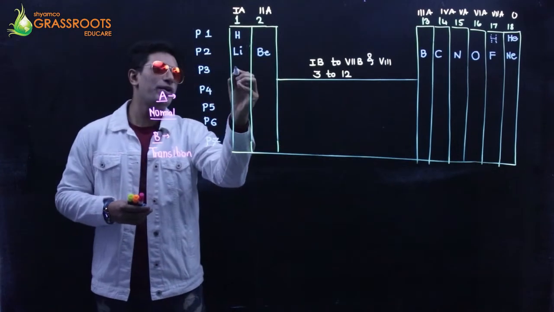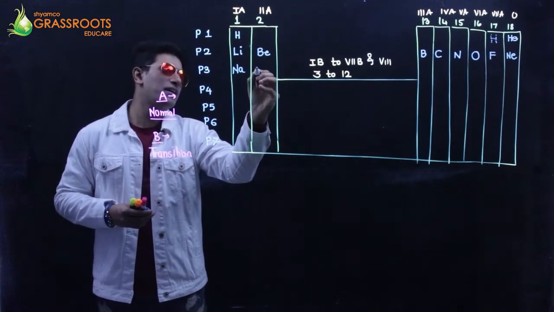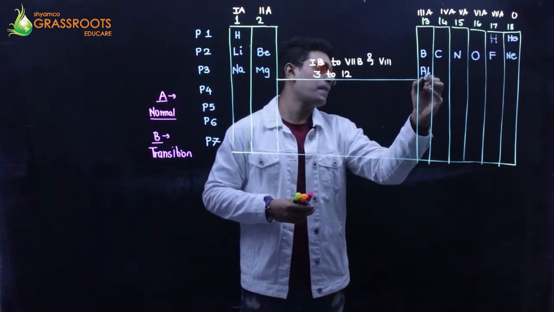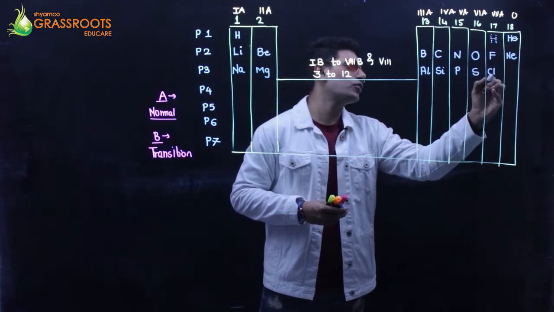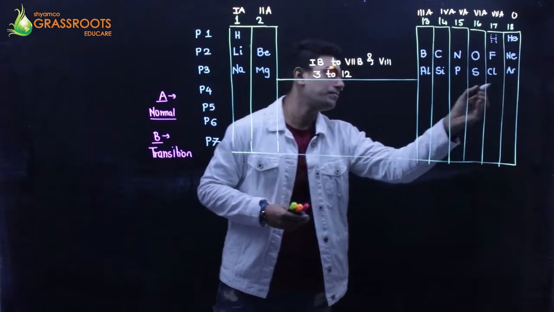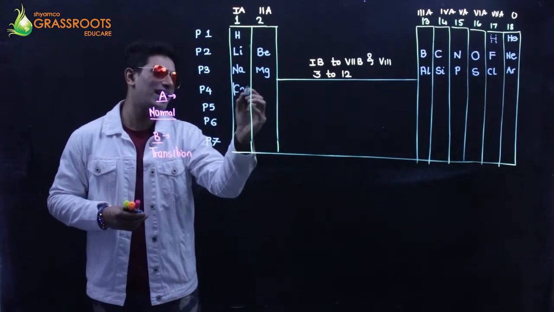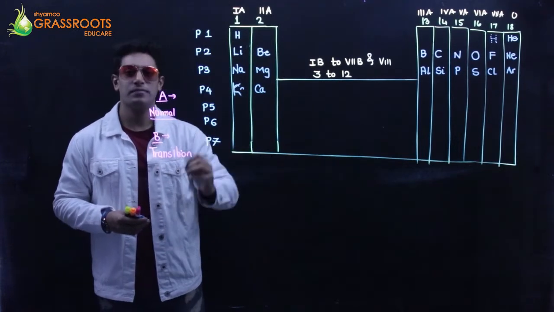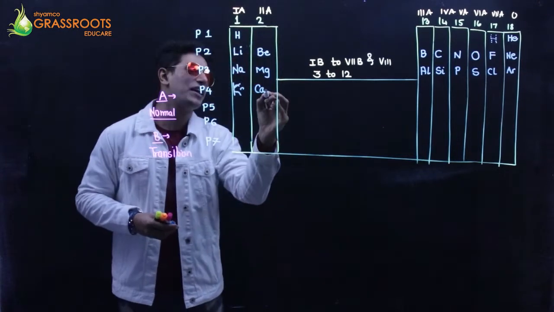After neon, we have sodium. After sodium, come on, magnesium, you know it. Aluminium, silicon, phosphorus, sulfur, chlorine, argon. After argon, we have potassium, K, and calcium. Calcium is the 20th element.